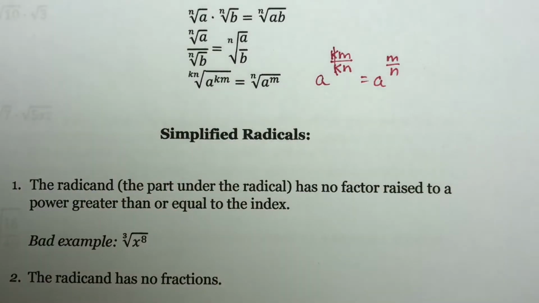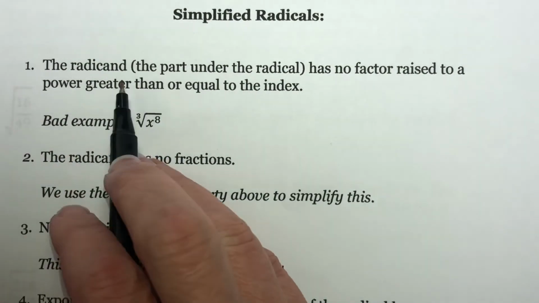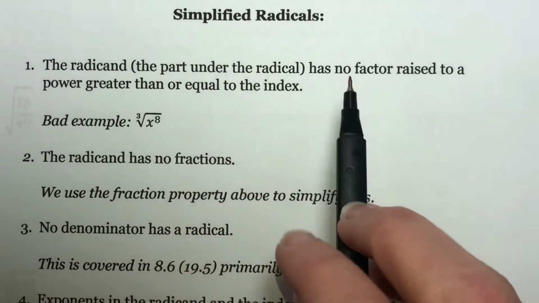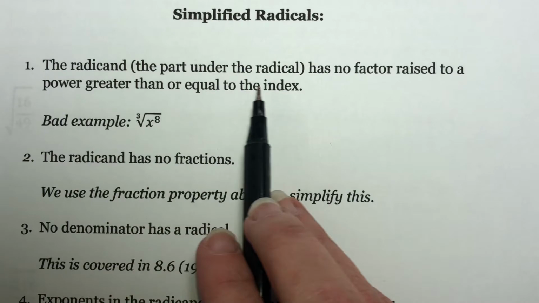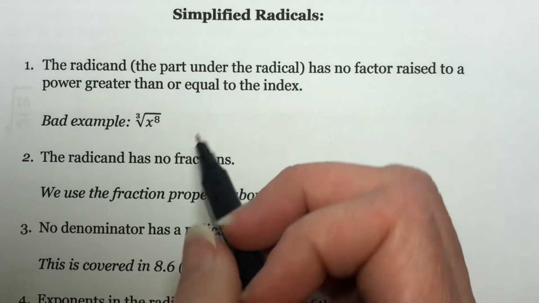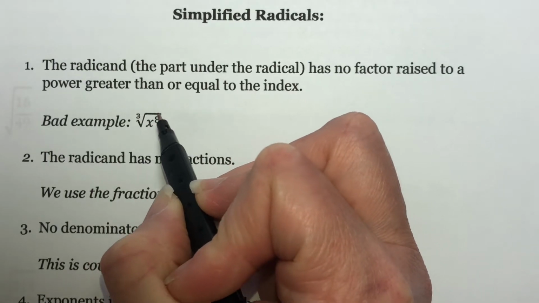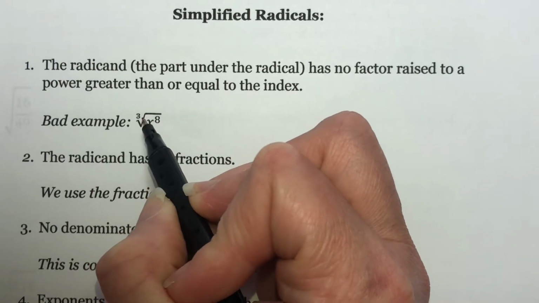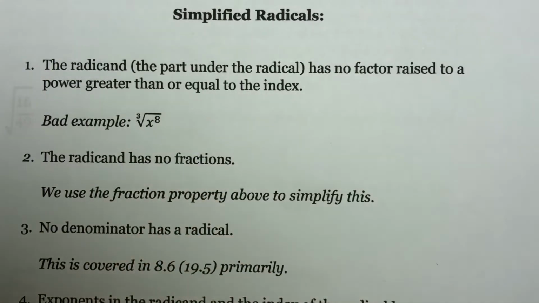Let's talk about what we mean by being a simplified radical. We're going to be coming back to a lot of this. The radicand, which is the part under the radical, has no factor raised to a power greater than or equal to the index. An example of something that would not be simplified based on this rule would be the cube root of x to the 8th, because the 8 is larger than 3. We haven't talked about how to fix this yet, but that's something that would need to be fixed.